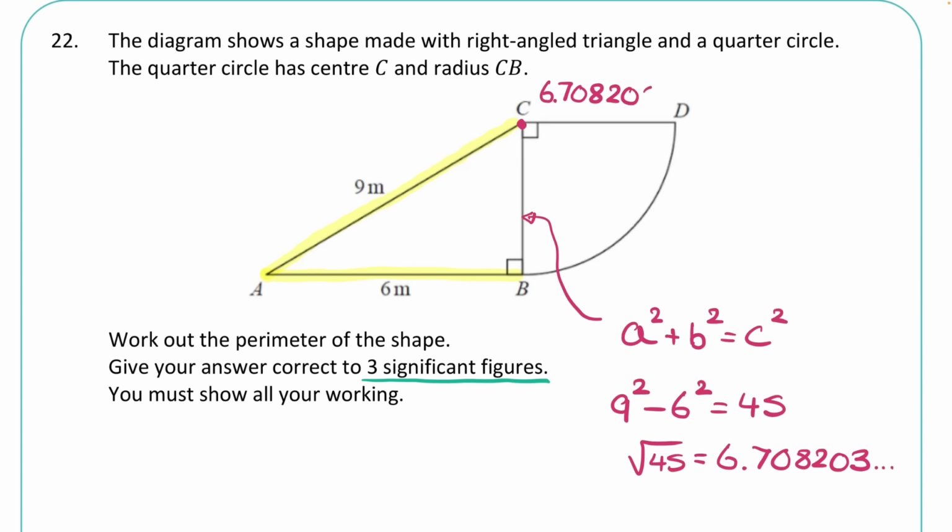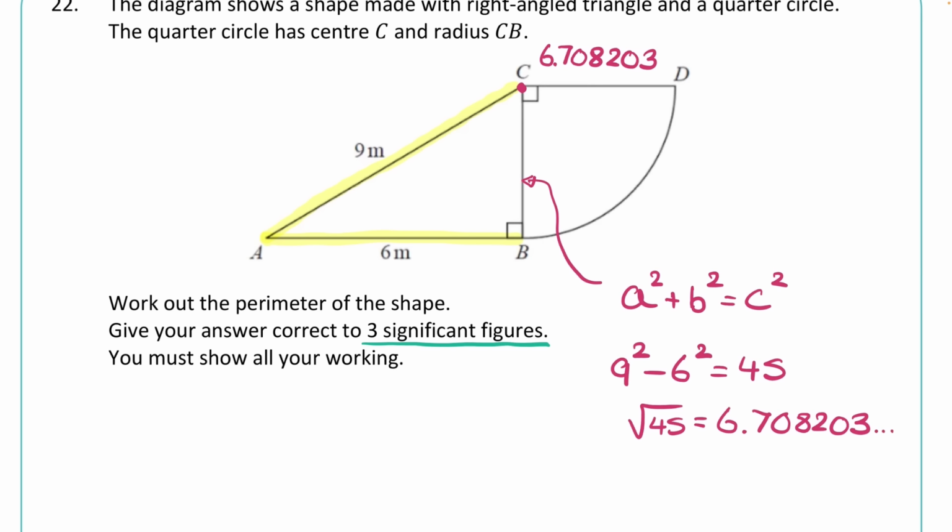6.708203. So how many have I got there? 1, 2, 3, 4, 5, 6, 7. I've gone over double what they've asked for. That should be plenty. Shouldn't affect my rounding when I add these up later. So that is the length C to D.